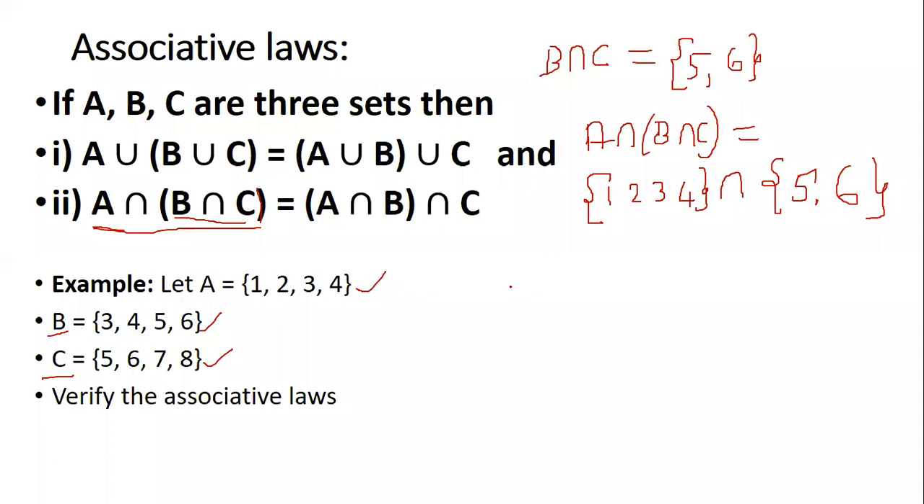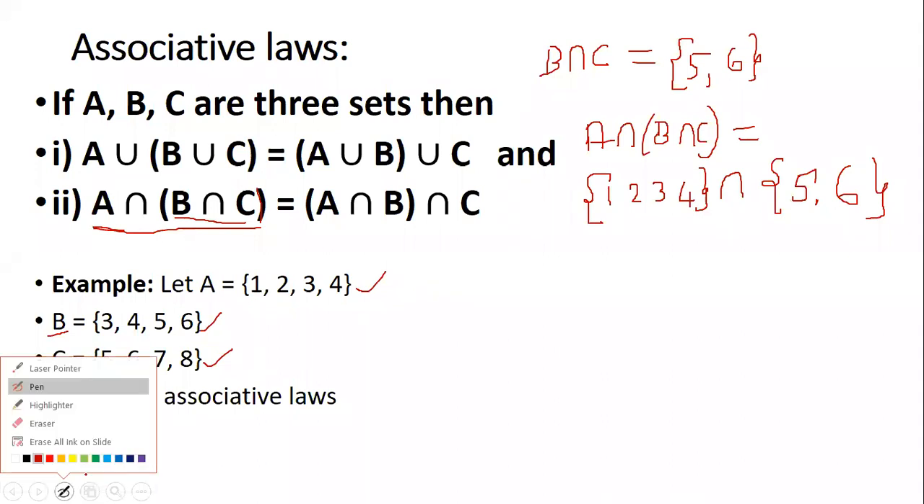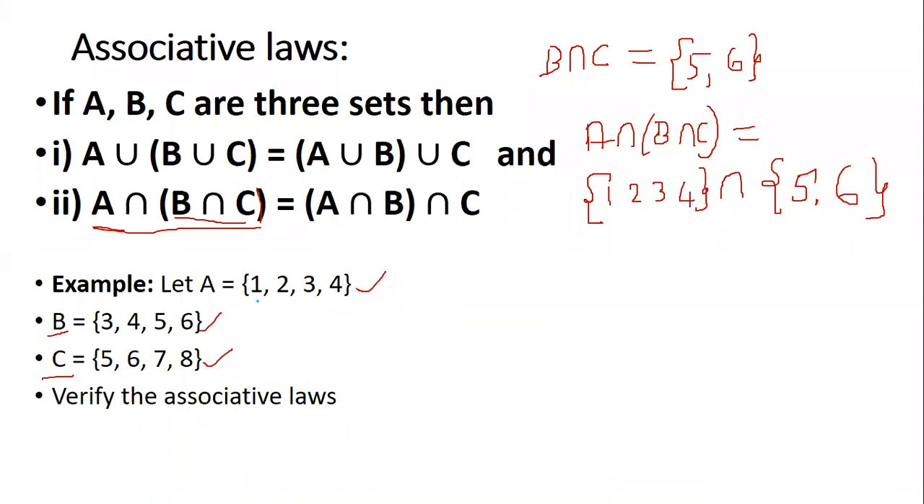See the sets properly and then answer me. Set A is 1, 2, 3, 4. B intersection C is 5 and 6. So, intersection is common elements. Now, in between these two sets, do I see anything common?